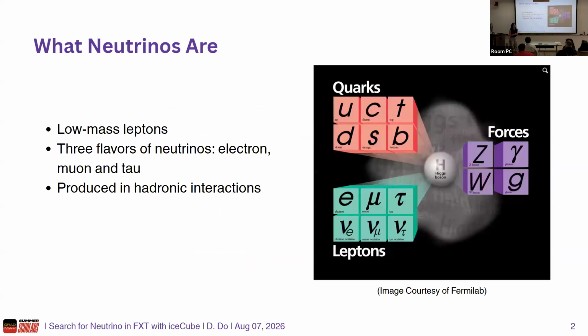So first we'll introduce what neutrinos are. Neutrinos are low mass leptons in the standard model. This picture is from Fermilab, and they come in three flavors, which are electron, muon, and tau. Neutrinos are produced in hadronic interactions. So this is an indication that if we see neutrinos from a source, it's likely to be of hadronic origin.